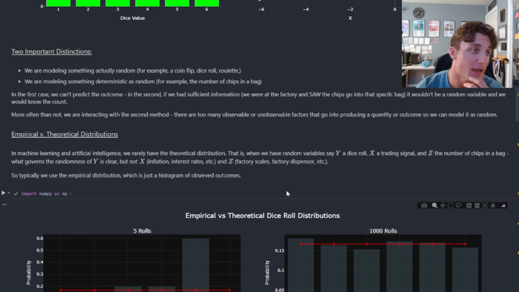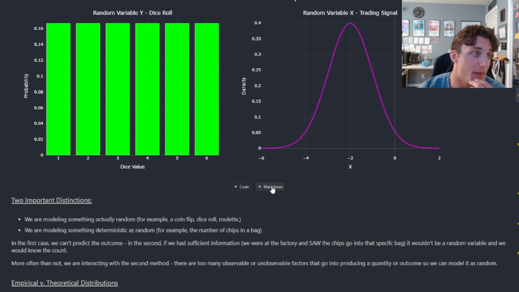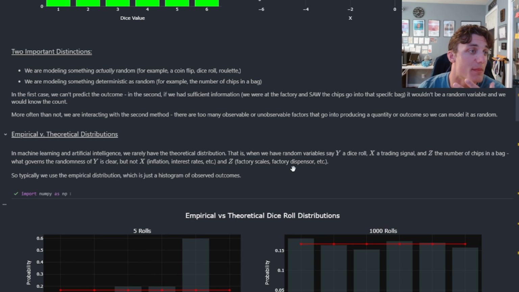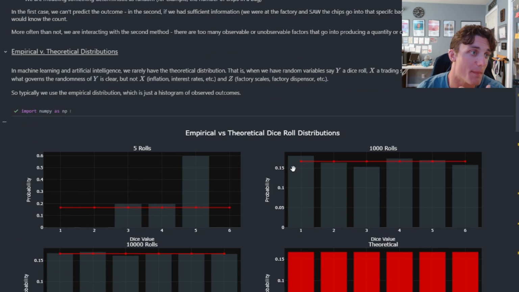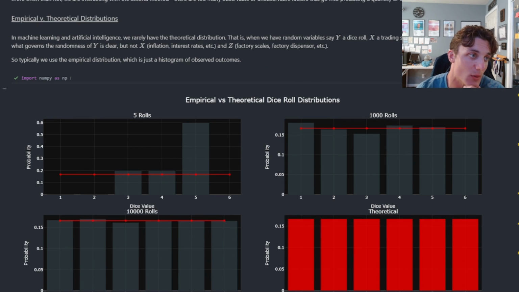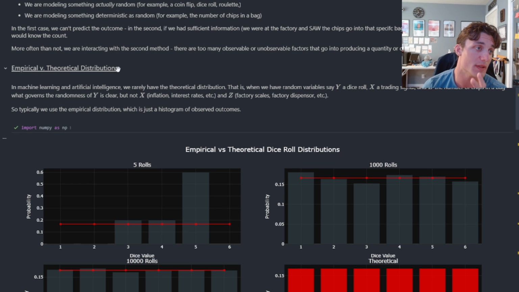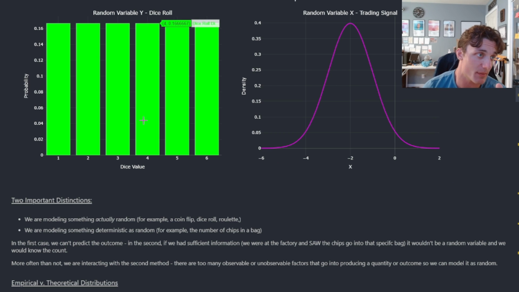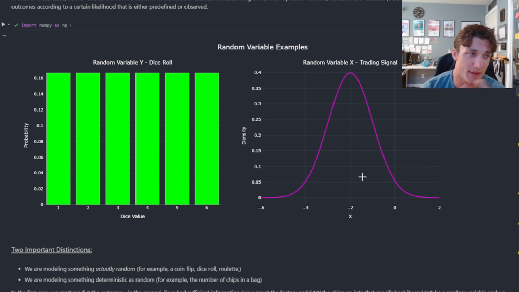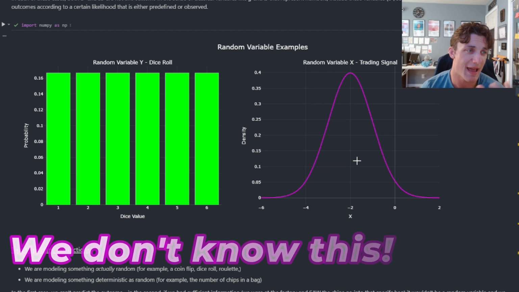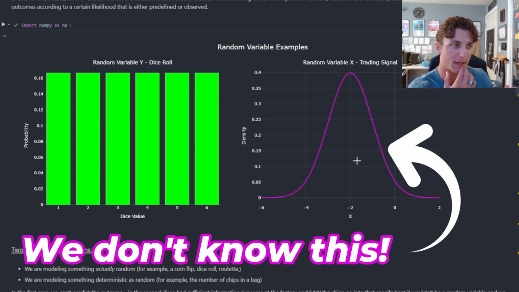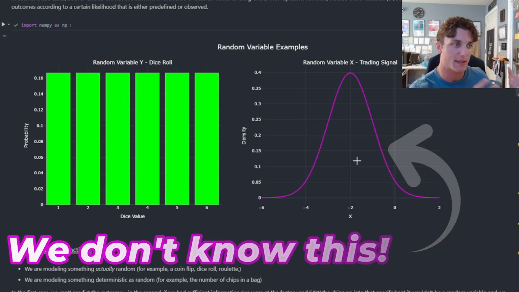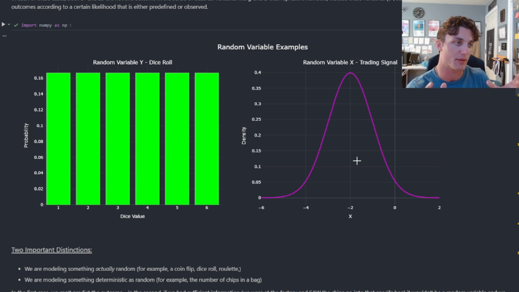So when we're dealing with randomness, we would like for the empirical distribution to converge to this theoretical distribution, because then we can make very informed decisions about the randomness that we are dealing with. Now, in reality, we don't typically have the theoretical distribution. So the dice roll is governed by this distribution, and I'm suggesting that my trading signal is governed by this distribution, but I don't have the theoretical distribution for my trading signal. The best that I can do is collect a whole bunch of data and approximate this theoretical distribution.